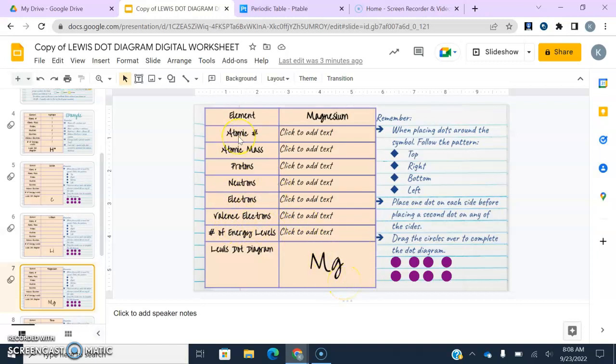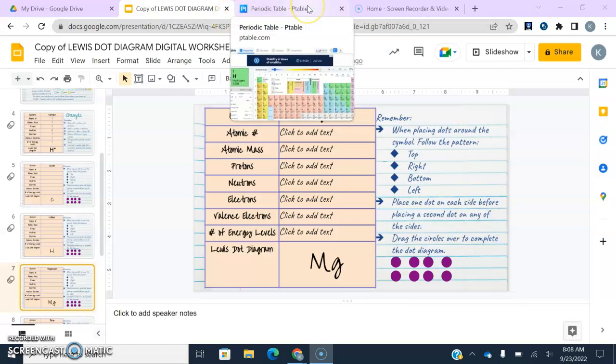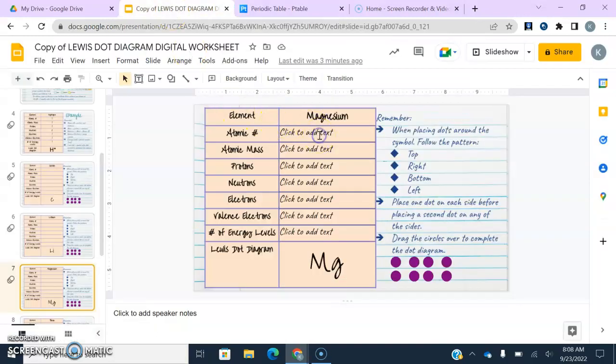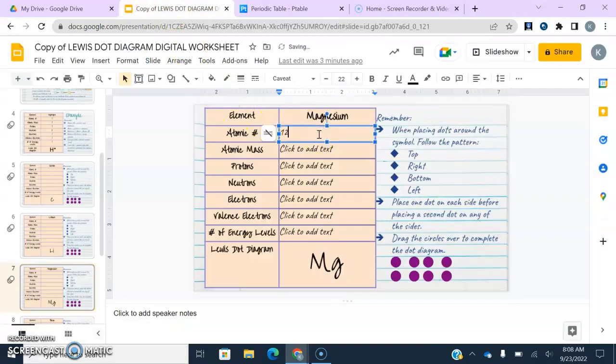Okay, so the first thing we need to do is figure out the atomic number of magnesium, which we're going to do through the periodic table. Remember, you guys being virtual can always pull up p-table. If you just type it into Google, it'll come right up. So I'm going to come to my periodic table, and I'm going to find magnesium. And remember, the smaller number is the atomic number. So our atomic number of magnesium is 12.